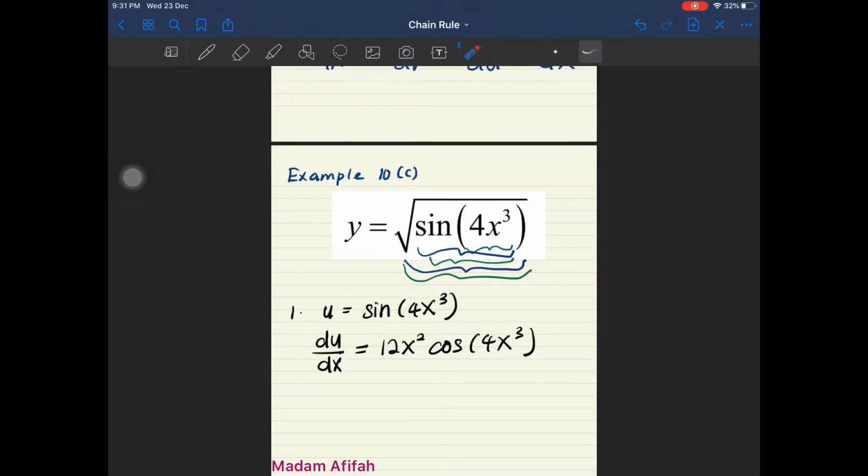Okay, so I already let the whole function here be my u. So what is my y in terms of u? Now I will have y equal to u to the power of 1 over 2.